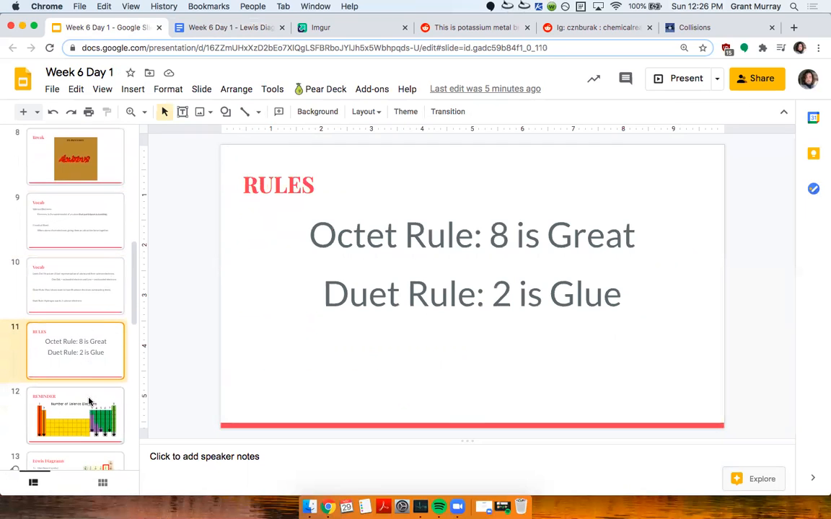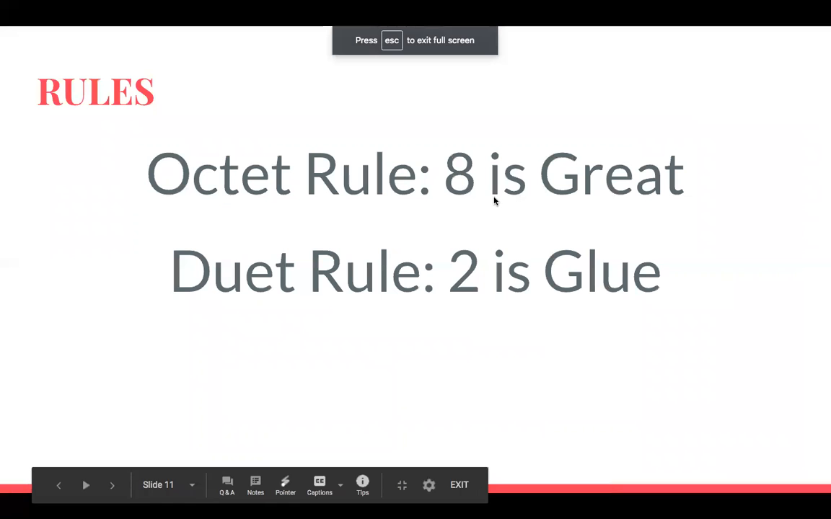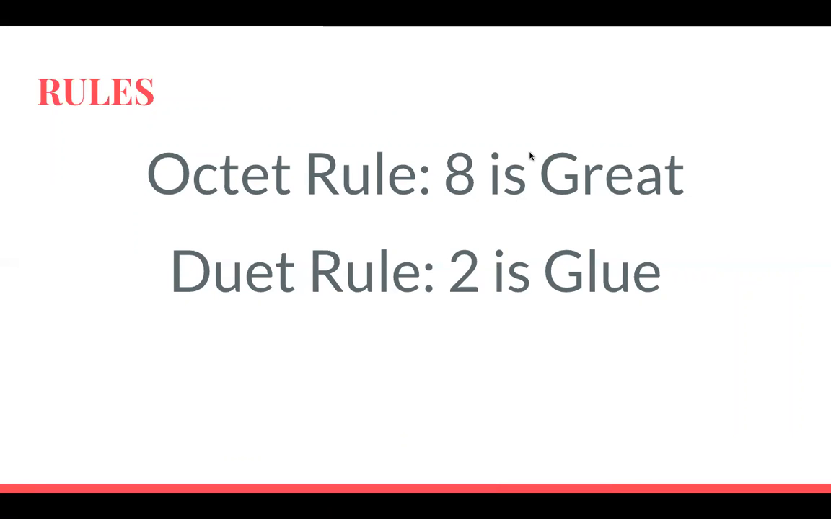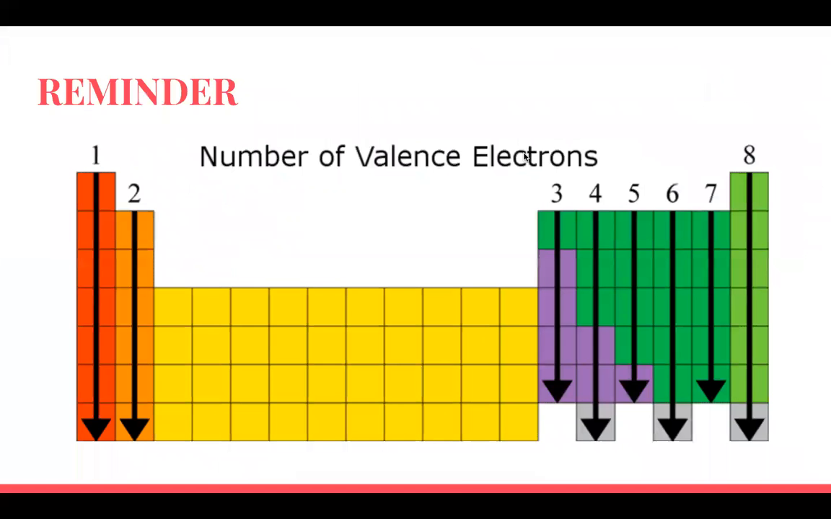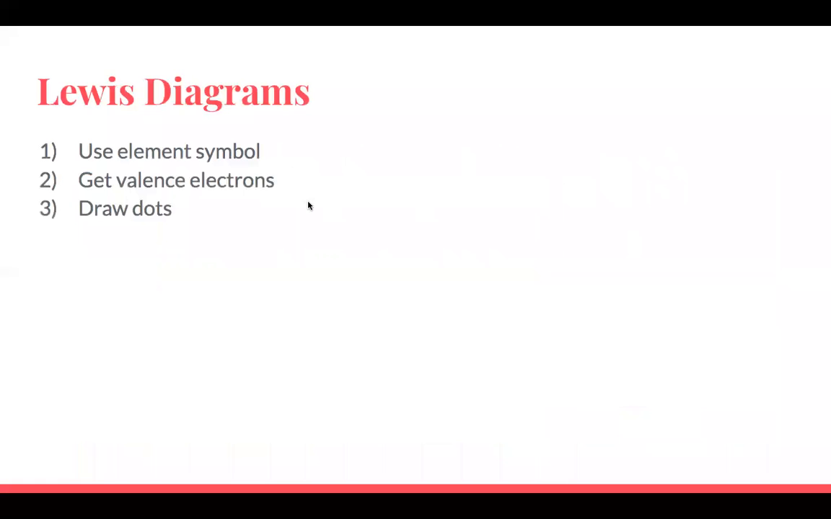Our big rules for today are that 8 is great and that 2 is glue. 2 is glue is specifically for hydrogen. 8 is great is more general, for all the other atoms. Reminder that the number of valence electrons is really dependent on the column, the vertical column. So when we're doing a Lewis diagram, it's the symbols and dots you saw. We have to use an element symbol, we have to get the valence electrons, then we have to draw some dots.